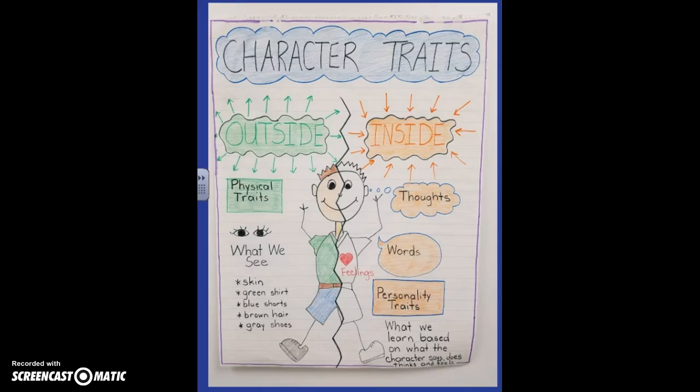So I want to draw your attention to the title. It's larger print than the rest of the information on the chart, and it has a frame around it, and the print is in bold colors. Then if you look a little bit farther down, you'll have two parts of character traits, outside and inside. And again, those are in all capital letters and in the bolder colors of the print. Both outside and inside are in frames.